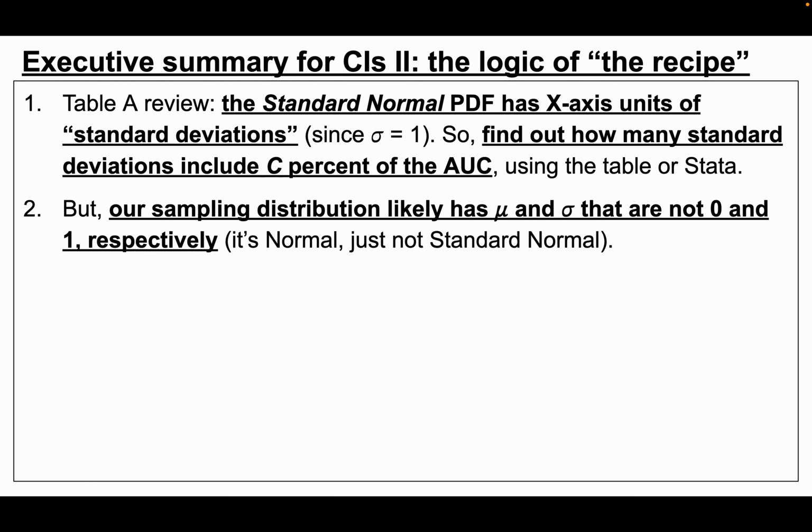The important part is our sampling distribution likely has a mean mu and a standard deviation sigma that are not 0 and 1 respectively.